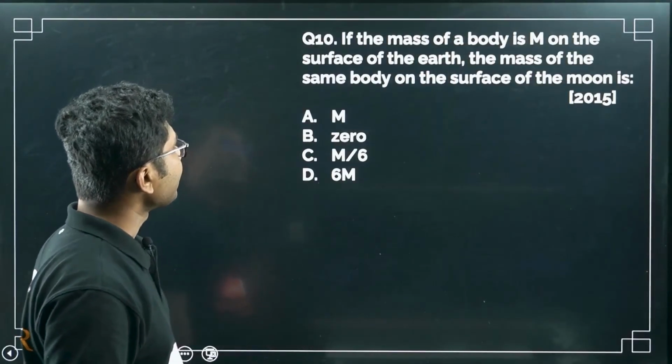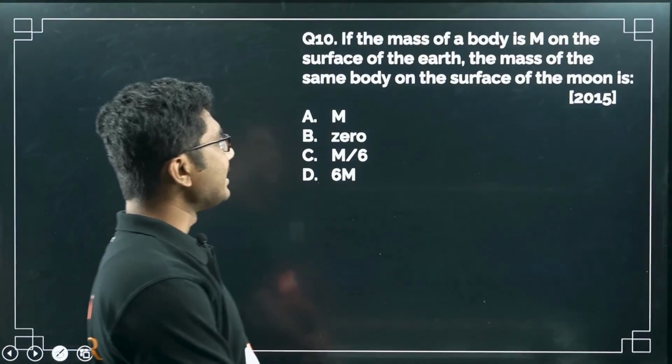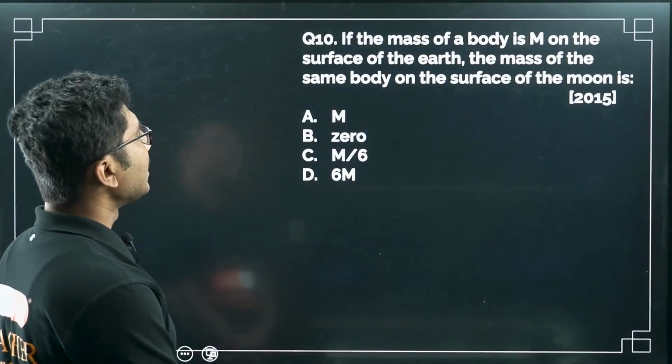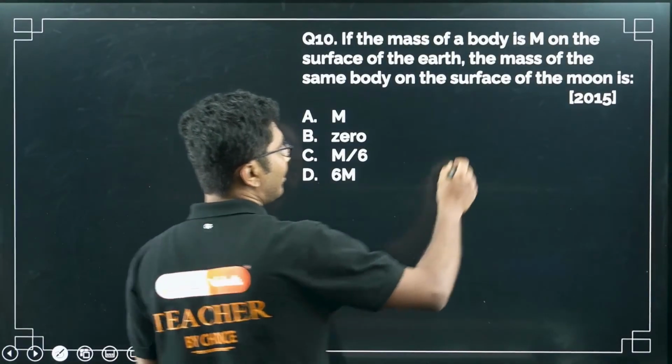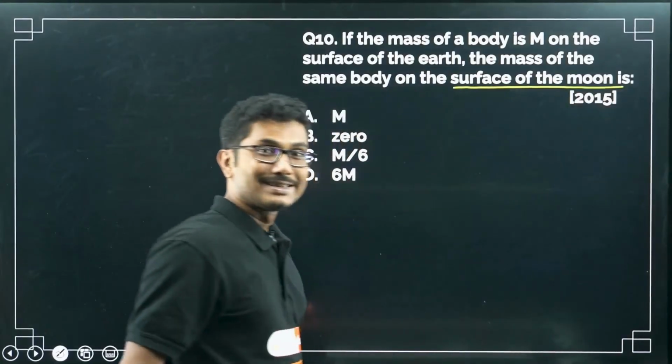Now next question. If the mass of a body is m on the surface of the earth, the mass of the same body on the surface of the moon is m by 6.